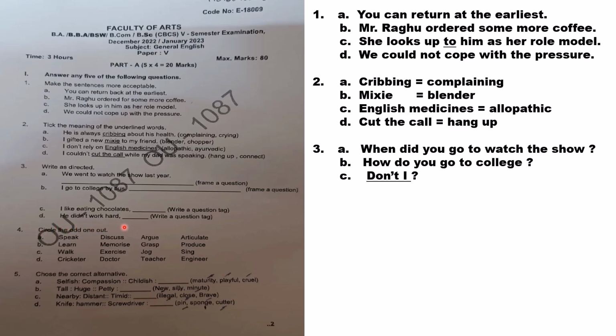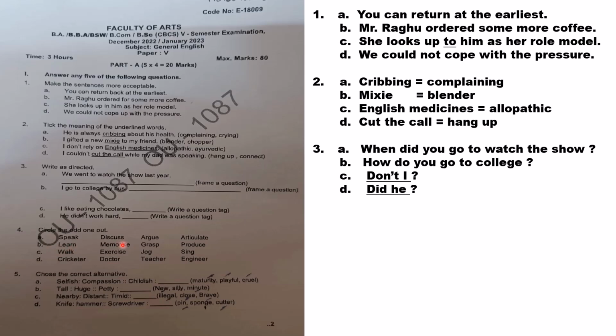He didn't work hard. Write a question tag. So there is a negative in this statement. The question tag will be positive. Did he? He didn't work hard. Did he? That is the question tag. Moving on to the fourth question. Circle the odd one out. So let us find out what are the odd ones in the given group.